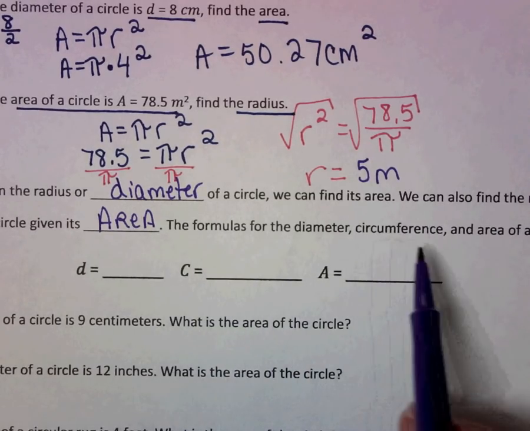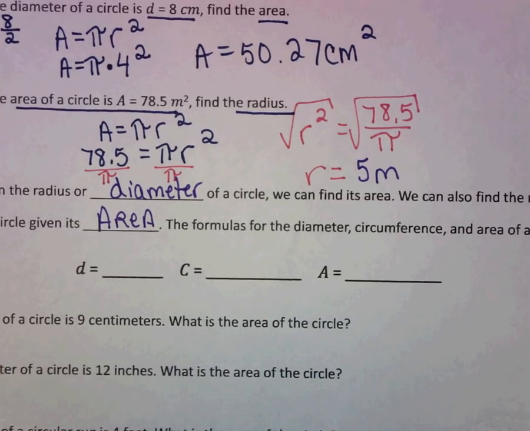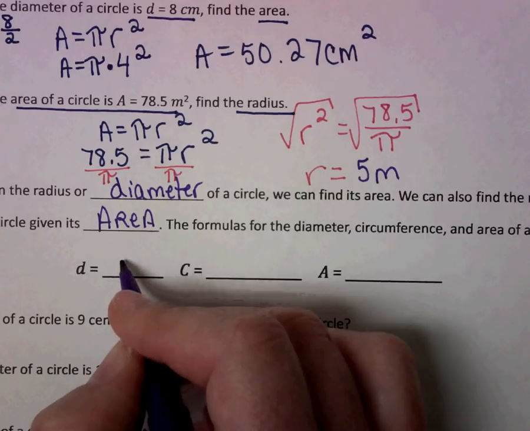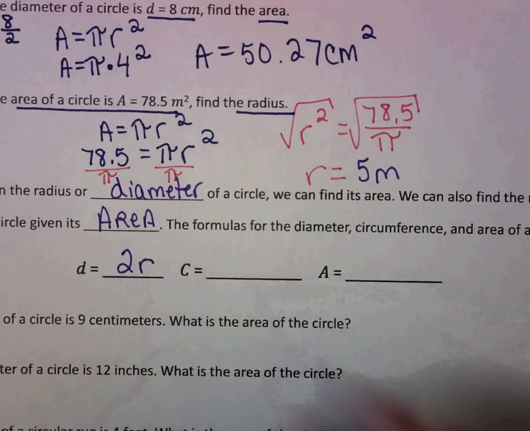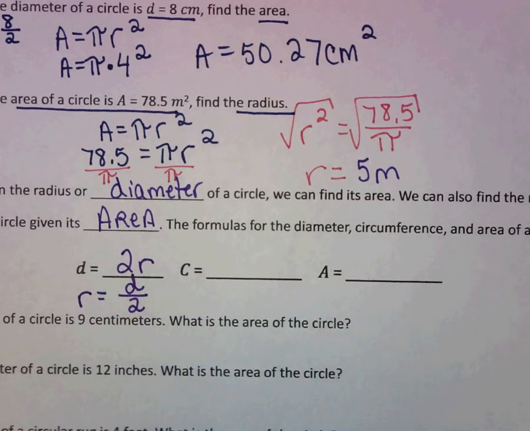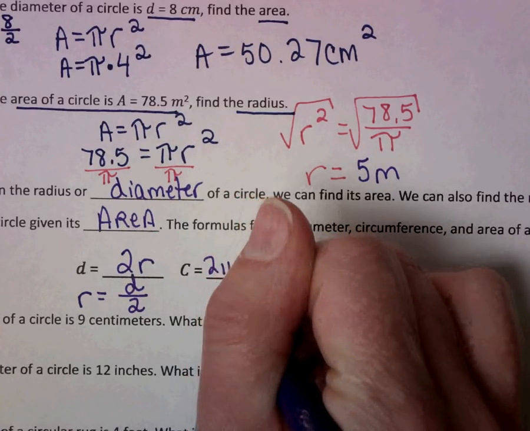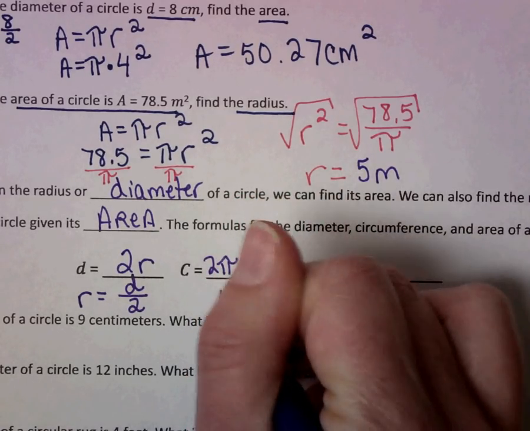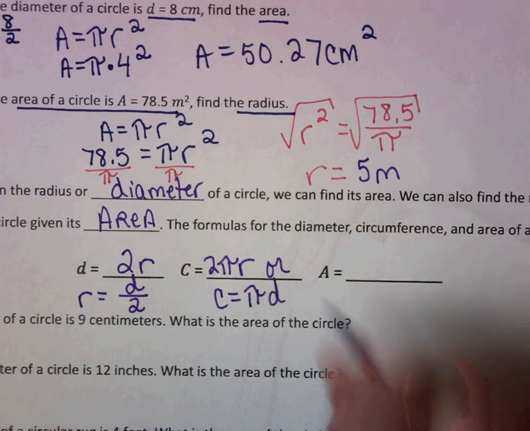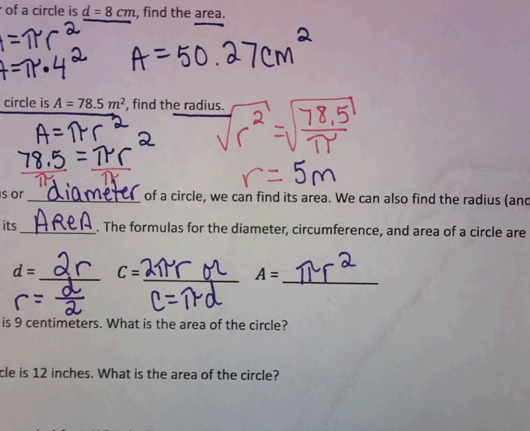The formulas for the diameter, circumference, and area are: if I want to find the diameter, then it would be 2 times the radius. Or if I want to find the radius and I was given the diameter, we would divide it by 2, right? Circumference is 2 pi r, or pi times the diameter. And then area is pi r squared. Now let's see if you can do the bottom 5 problems on your own.